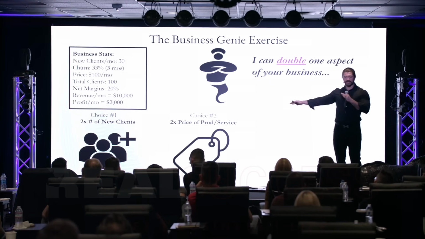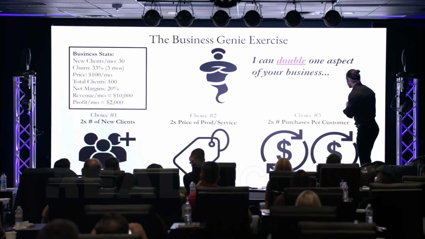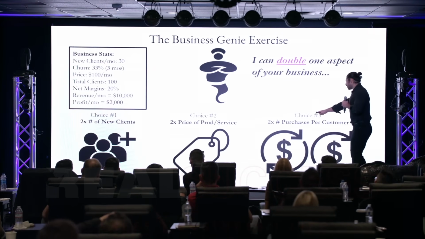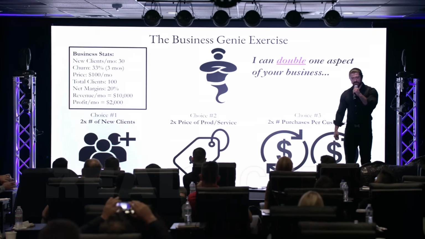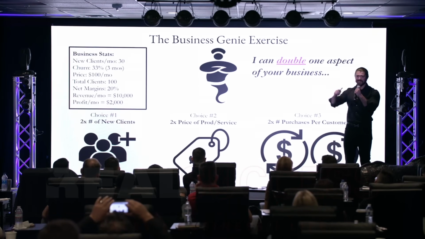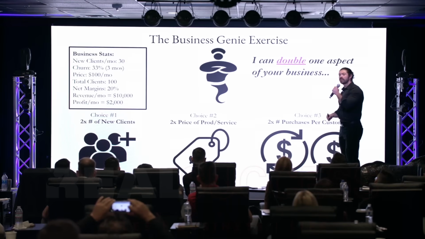Everything else stays the same in all these examples. Choice number 3, I can double the number of purchases per customer. Which do you choose? You only get one. It's a business genie. All right, so do me a favor.